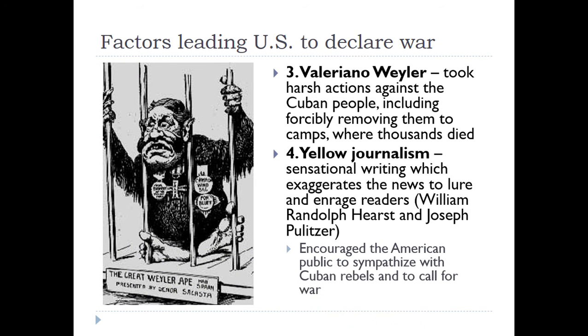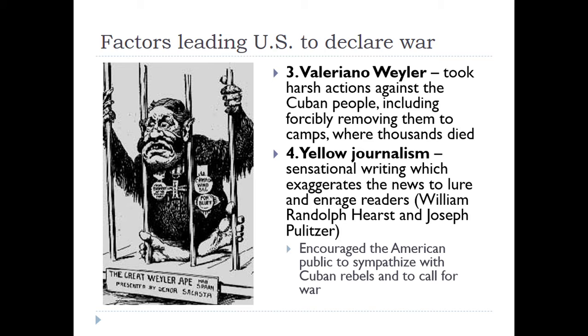Valeriano Weyler is a Spanish general who's sent to put down the rebellion in Cuba. But he's extremely brutal in the way that he does it. And this is how he's being characterized in the cartoon, that he's this bloodthirsty ape. Because he takes such harsh action against the Cuban people and forces them into these internment camps where people die, and there are all these horrible rumors about this vicious treatment, it's another thing that's making Americans have sympathy for the Cubans. It makes them tell their government leaders, hey, we ought to get involved here to help the Cuban people achieve their freedom.